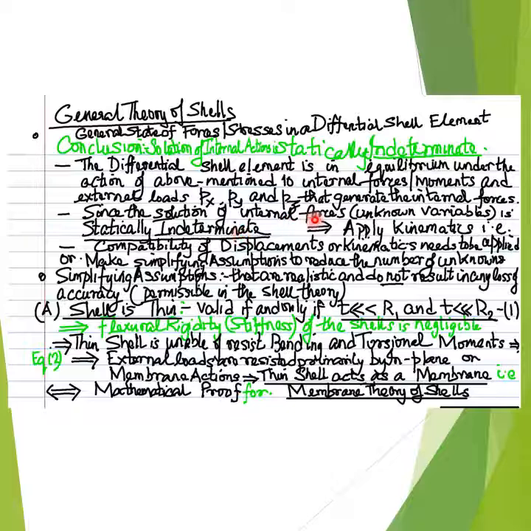As the number of unknown variables, or the unknown internal actions, that are 10 in number, is more than the number of equations available from the considerations of statical equilibrium of this differential shell element, the solution of the general state of internal actions in a general differential shell element is statically indeterminate.